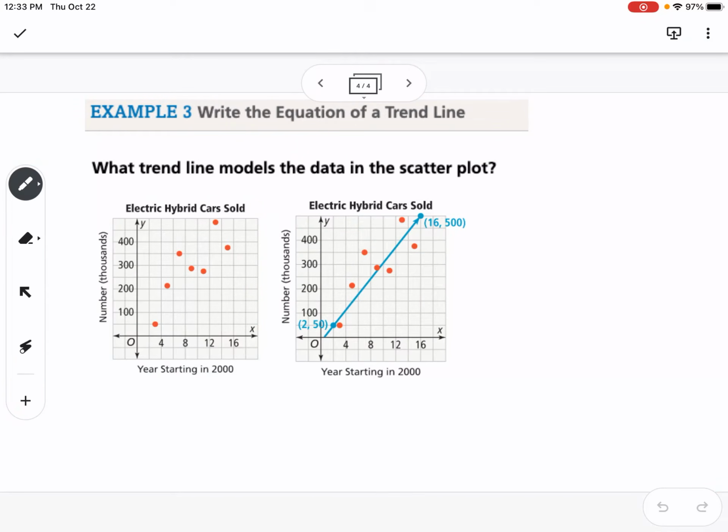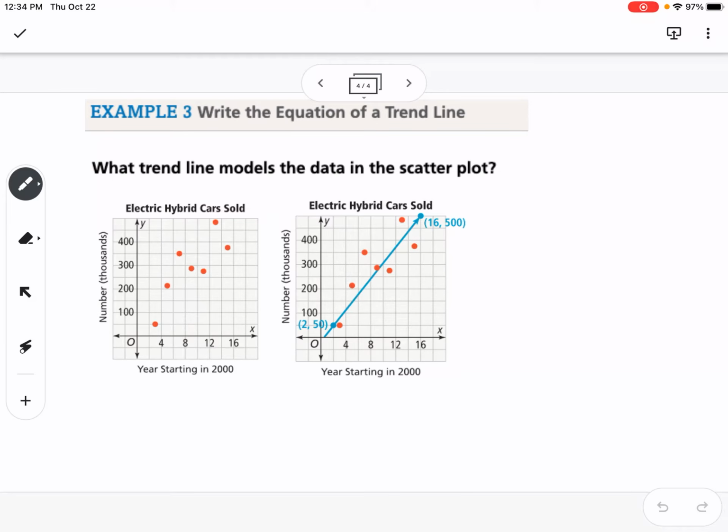Okay, so the last example is we are going to practice writing the equation of a trend line. So you can see it says what trend line models the data in the scatter plot. So on the left we had just a random scatter plot, which was electric hybrid cars sold, the year starting in 2000, and then the number in thousands. Okay. So on the graph on the right, the trend line is drawn in.